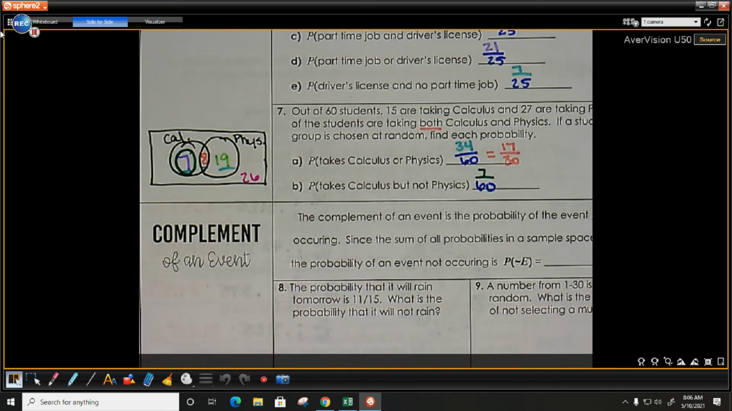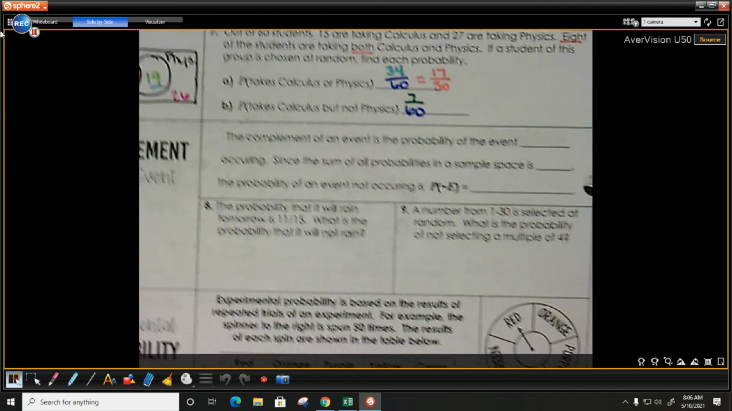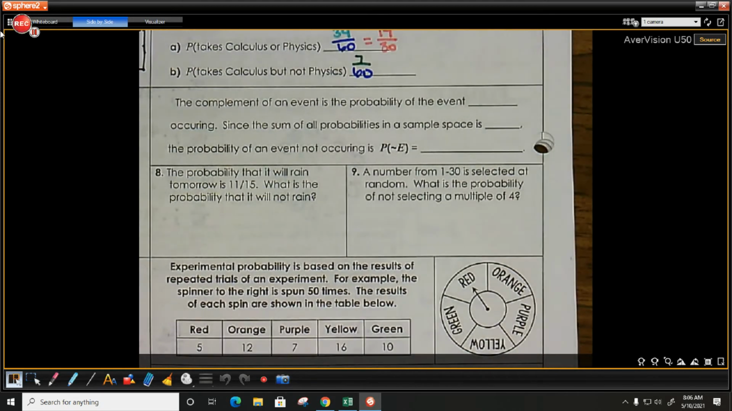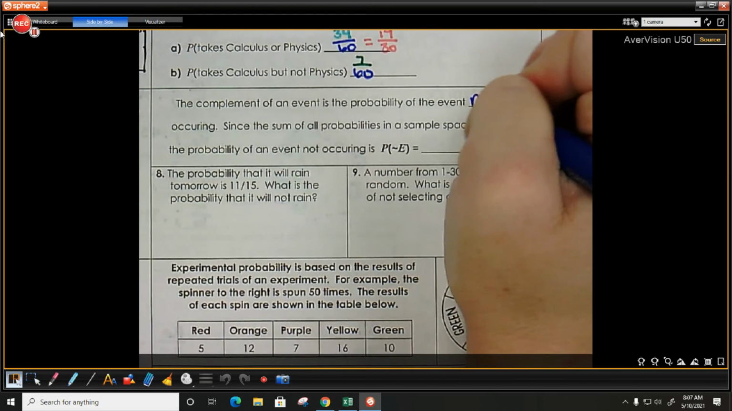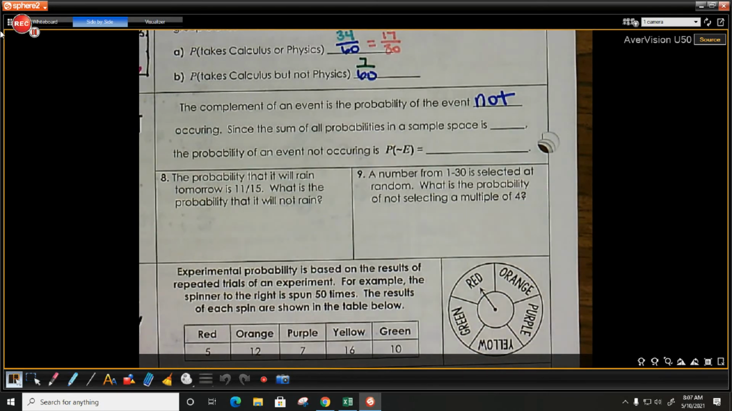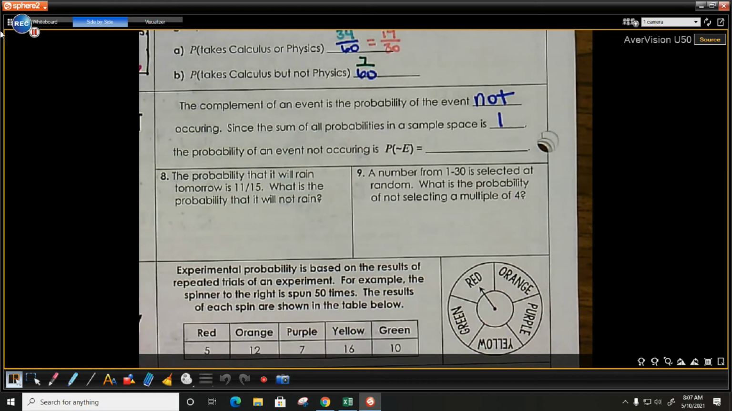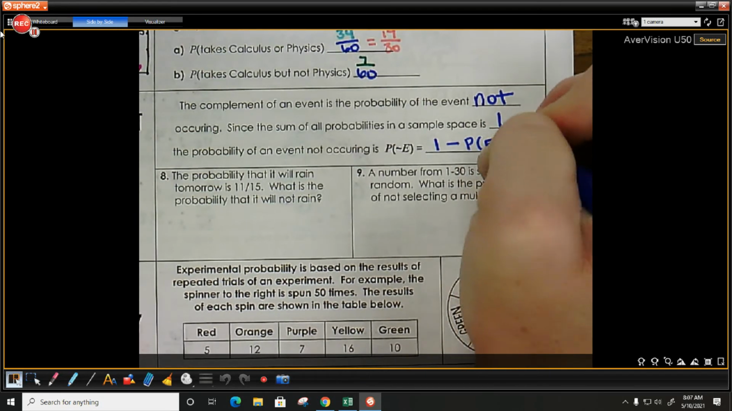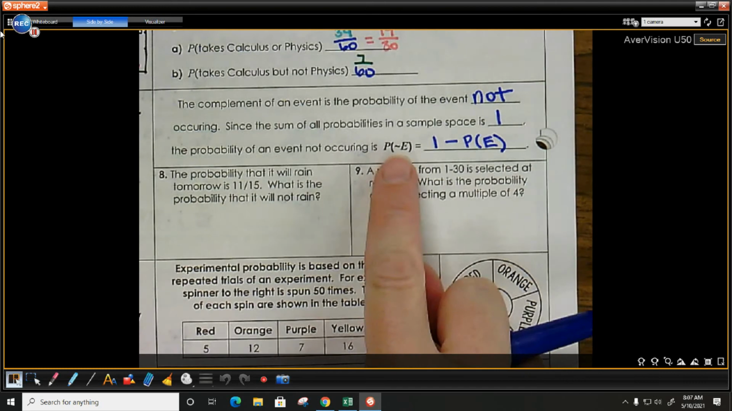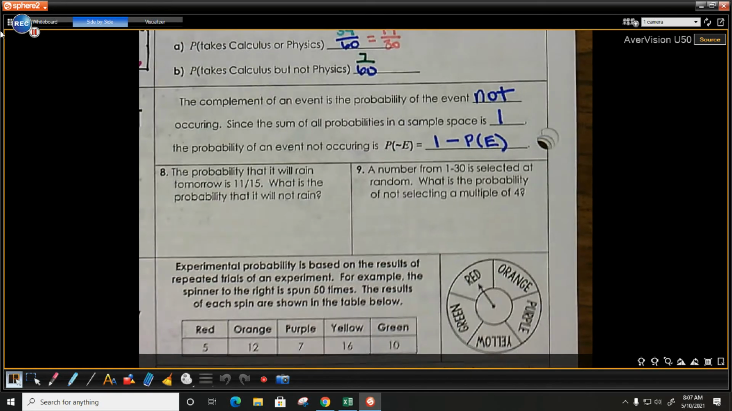Okay, next we are going on to the complement of an event. What is the complement of an event? The complement of an event is the probability of the event not occurring. Since the sum of all probabilities in a sample space is 1, the probability of an event not occurring is 1 minus the probability that the event will occur. That little tilde E means not E. Okay, what's the probability of not E happening?